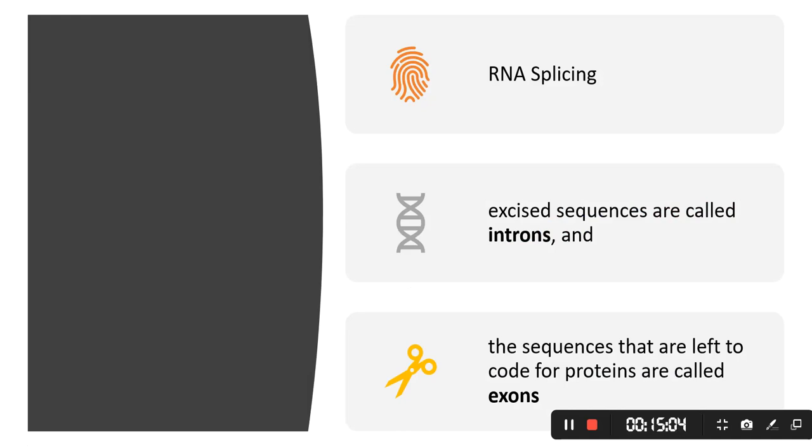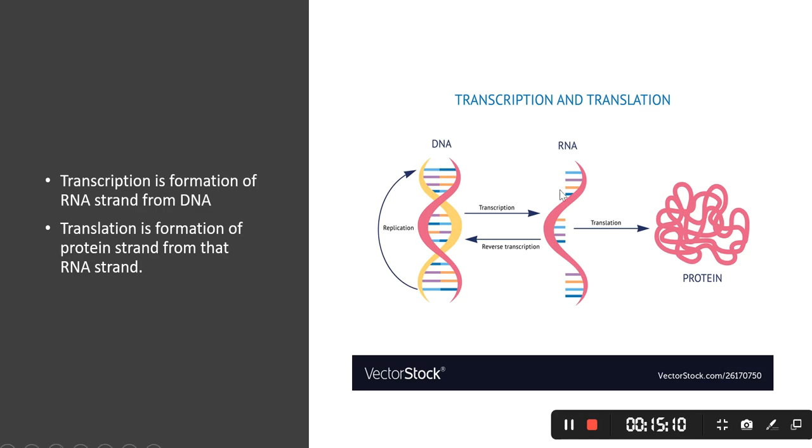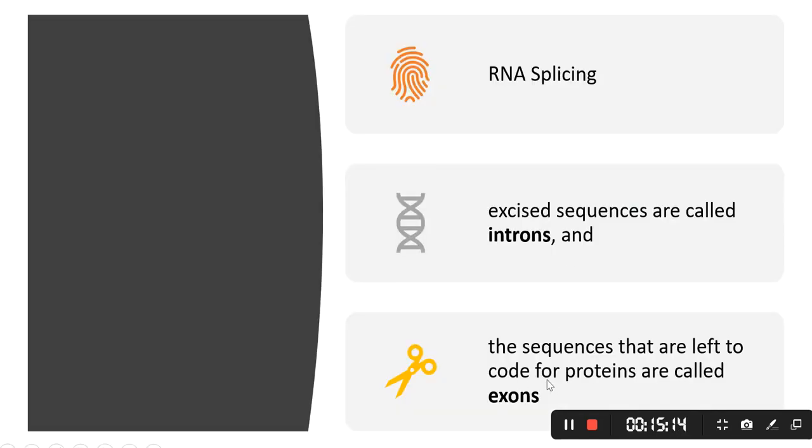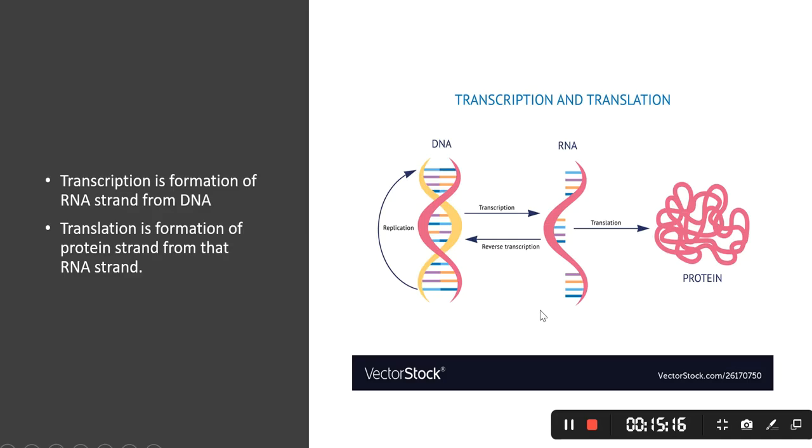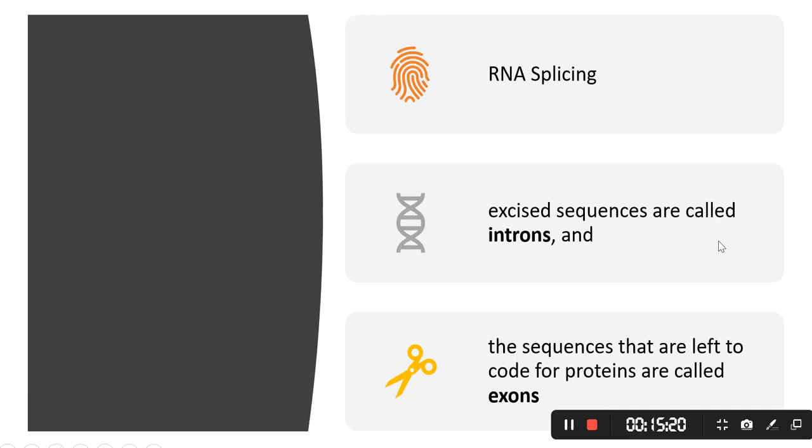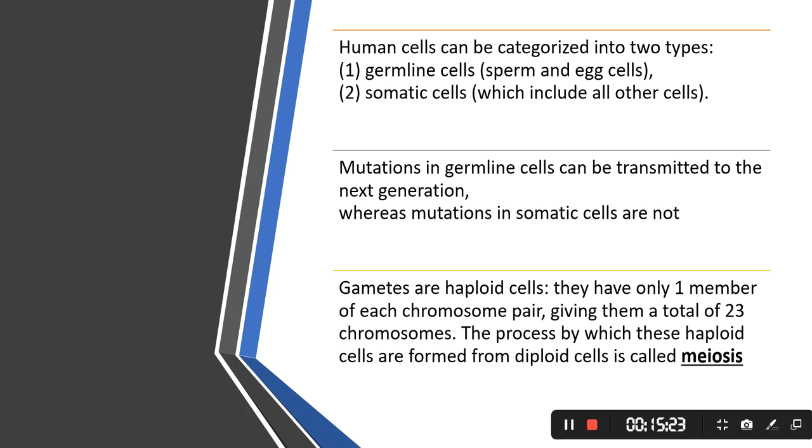They are not doing the work that they are supposed to do, they are doing all the other work. Whereas the sequences that are left on the RNA strand, which are going to code for the amino acids, are called exons. They code for the amino acids which will in turn form the protein. That was the RNA splicing procedure.